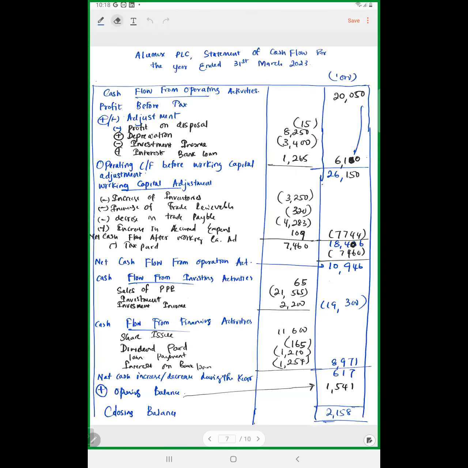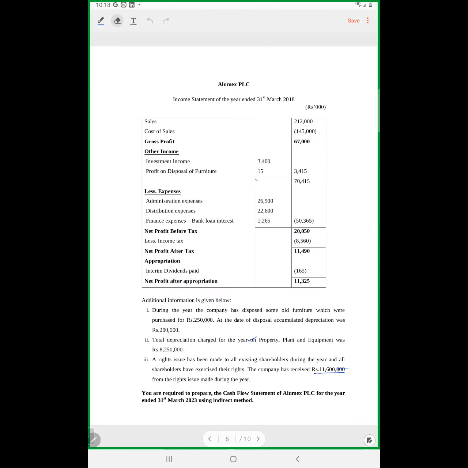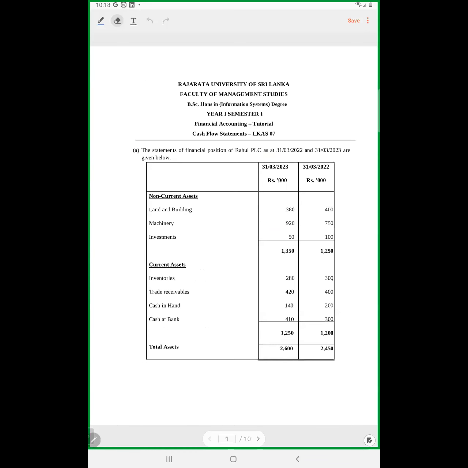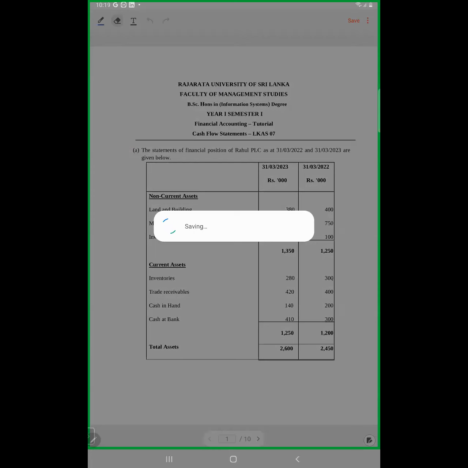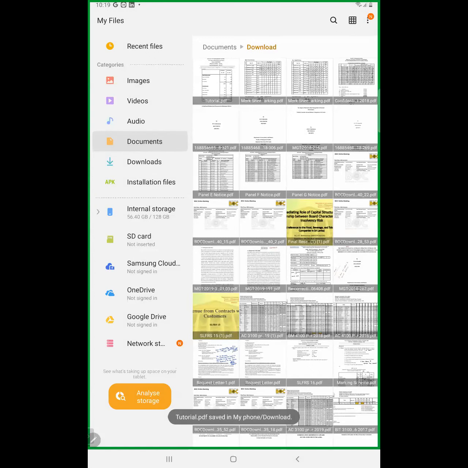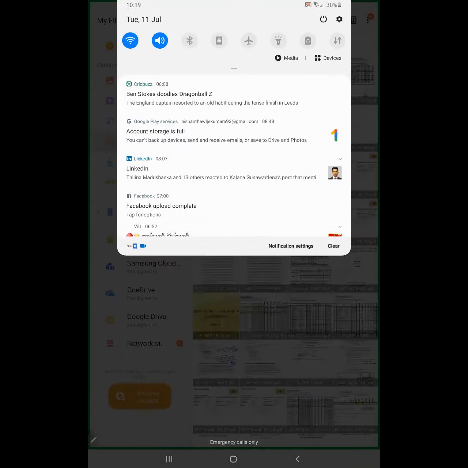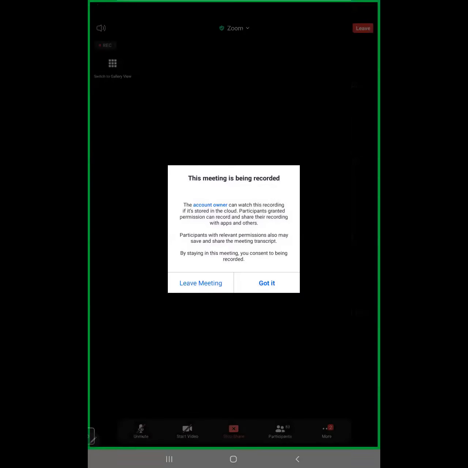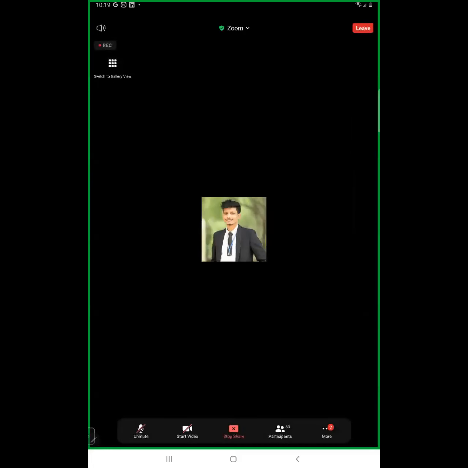So then we can stop the lectures. Next Thursday, actually, we start the consolidated financial statement part, right? Any question? If you have any question, you can ask.